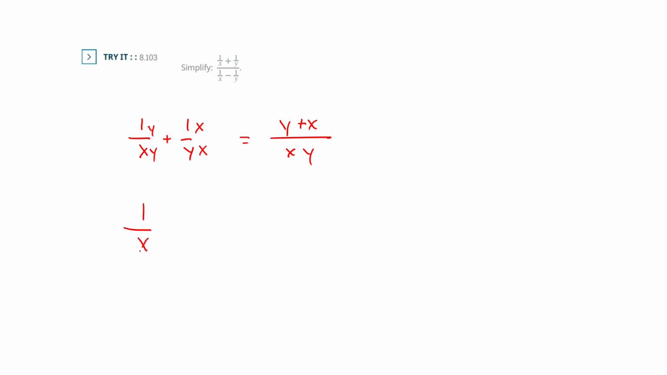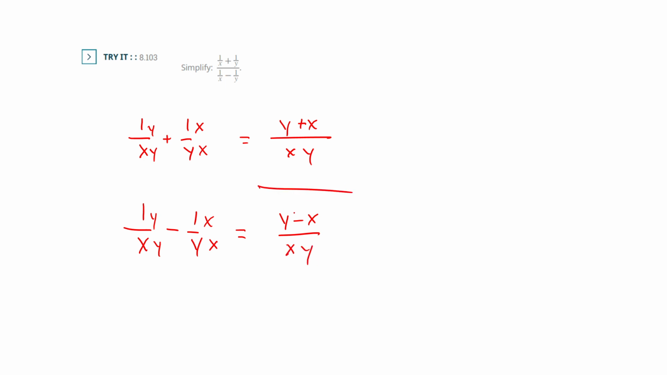Now, this side needs a y, so I'll give one to the top. This side needs an x. Give one to the top. Okay, now they have the same denominator, and so this is going to be y minus x over xy.